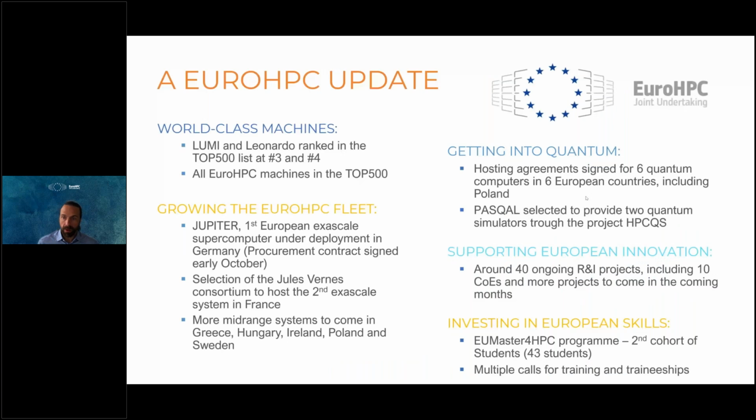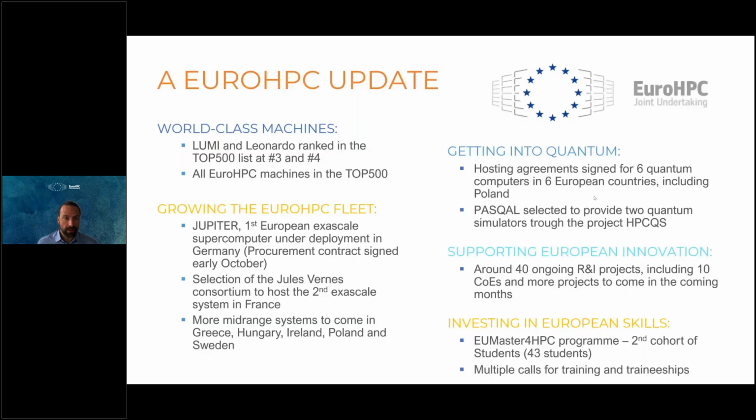A quick overall update on what has happened in the recent past at the European High Performance Computing Joint Undertaking. We have in operation a number of world-class supercomputers. The most prominent examples are the Lumi system in Kajaani in Finland and the Leonardo system in Italy. They are both currently ranked on the top 500 list at number 3 and number 4, and provide our communities already with very significant HPC resources. All our HPC systems that the EuroHPC joint undertaking currently owns and operates are in the top 500 list, and overall EuroHPC became one of the largest HPC providers in the world.